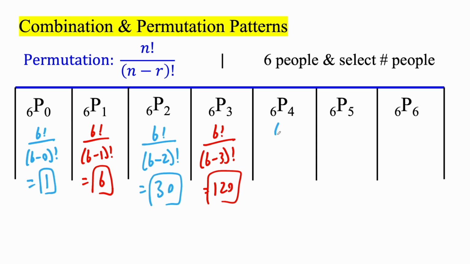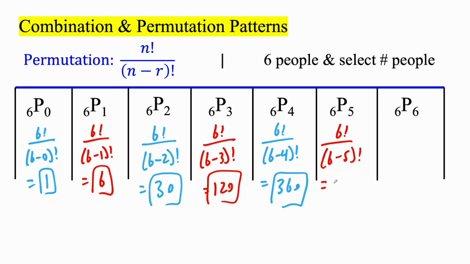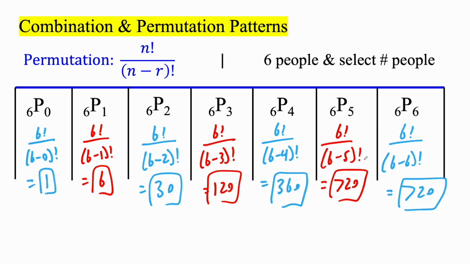Alright, same thing. 6 factorial divided by parentheses 6 minus 4, close it, factorial, and we end up getting 360. So something we can notice, this one isn't equal to this piece, and we'll talk about why that is. Alright, the next one, 6 factorial divided by parentheses 6 minus 5, close it, factorial, and we end up getting 720. And then the last one, 6 factorial divided by parentheses 6 minus 6, close it, factorial, which is equal to 720. So we see these two are the same.